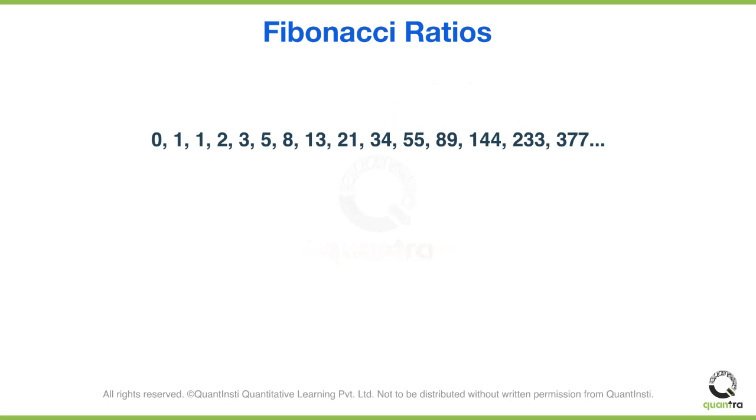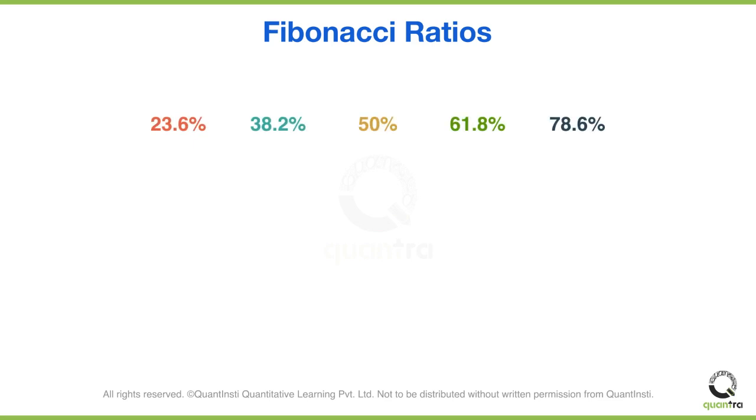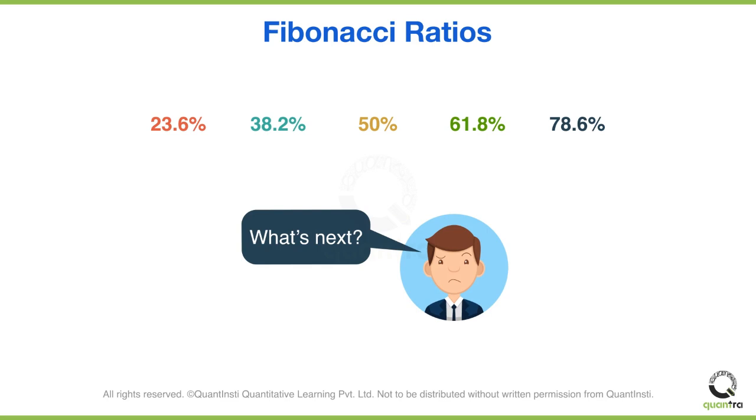The other two ratios that are used for trading are 50%, which is 1 by 2, and 78.6%, which is simply the square root of 61.8%. And there, we have all of the important Fibonacci ratios. So what's next after identifying all of these levels?